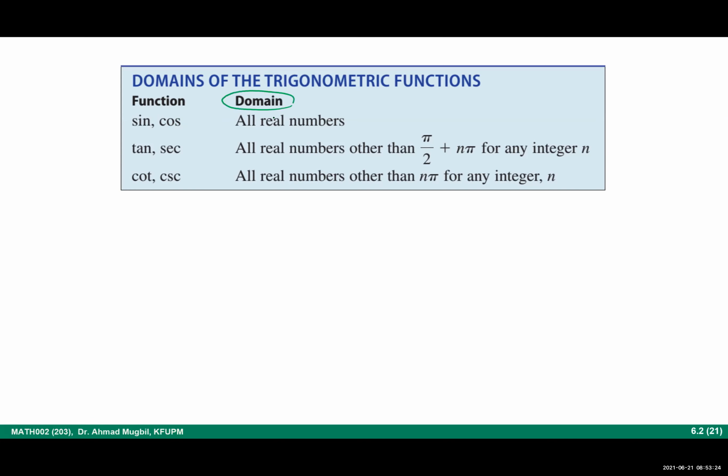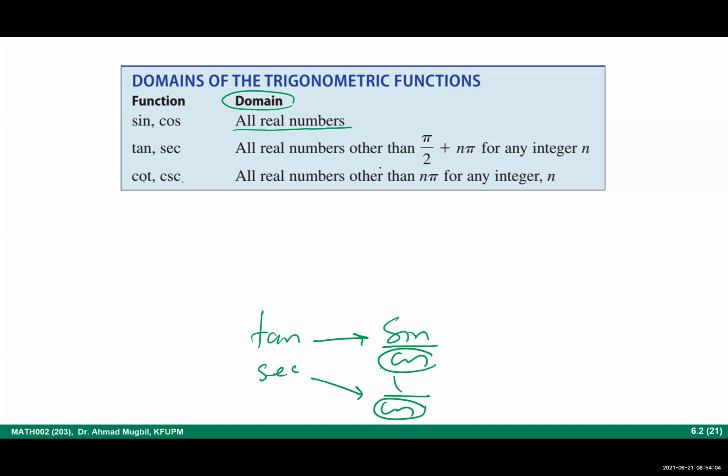What is the domain? The domain of sine and cosine is all the real numbers. Why? You can find sine t or cosine t for any t, for any angle. Now, for tangent and secant, we have a problem. Tangent is sine over cosine, and secant is 1 over cosine. If cosine is 0, these will be undefined. The same for cotangent and cosecant, they will not be defined if sine is 0.